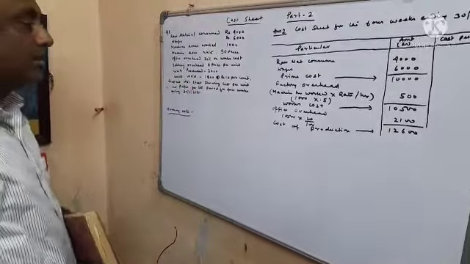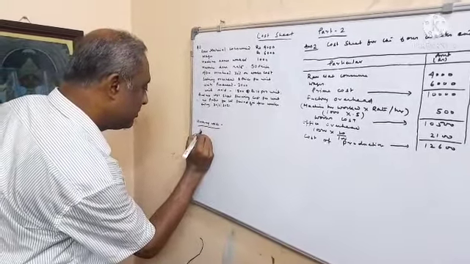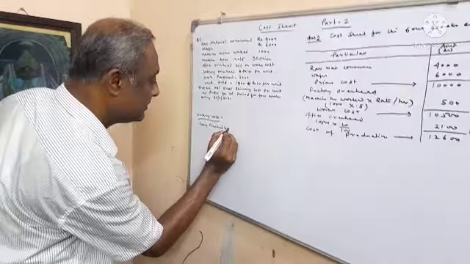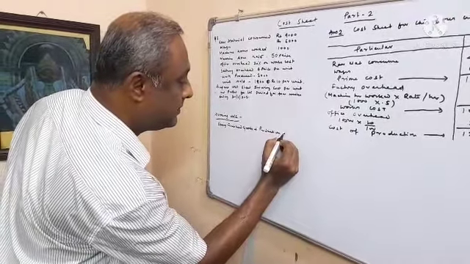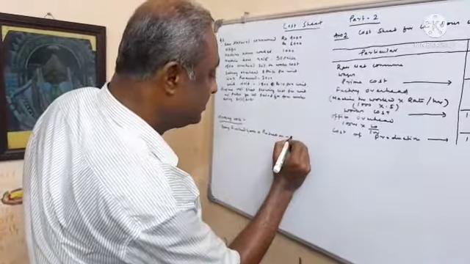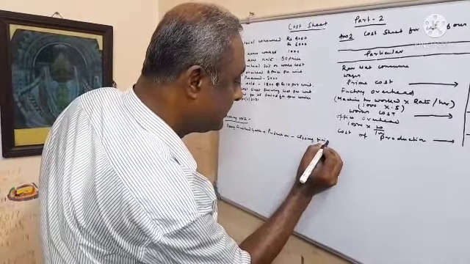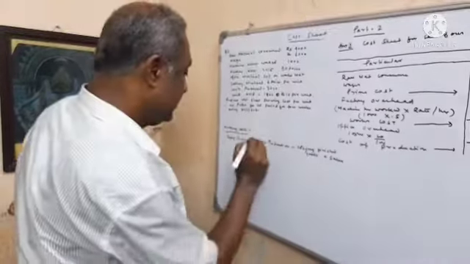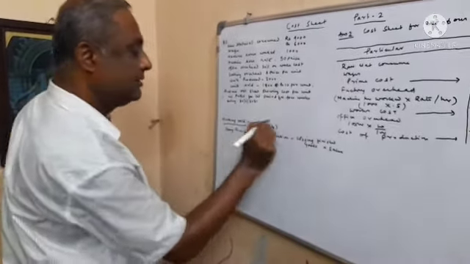Now units produced given 2,000, units sold given 1,800. Now one formula I will write. Opening finished goods plus production minus closing finished goods equals to sales. Calculation will be in units.